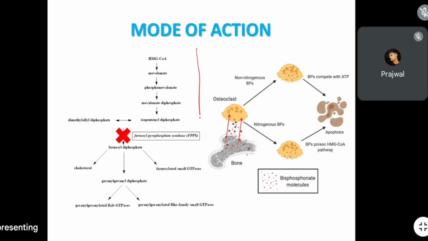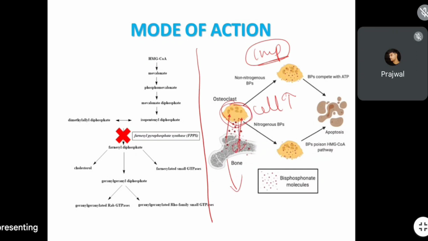The first mechanism on the right side, this one is important. Bisphosphonates will go, just imagine this is an osteoclast cell. Wherever osteoclast cell activity increases, what will happen? Bone degradation will increase. So these bisphosphonates will go and accumulate in the osteoclast cells and in the bones. And what it does is it will increase the apoptosis of the osteoclast cell.